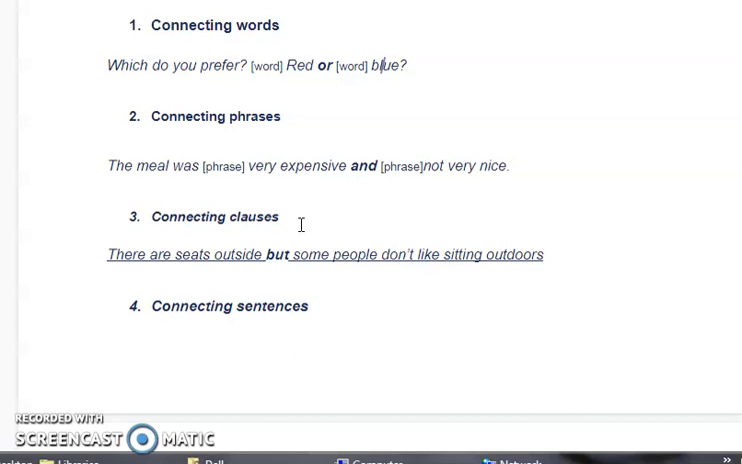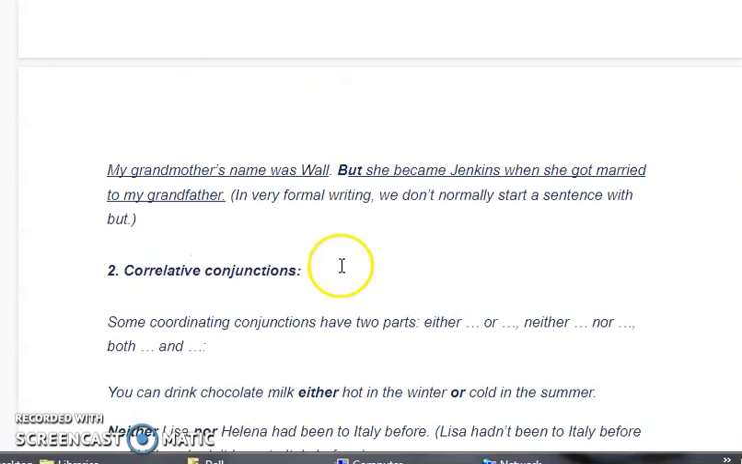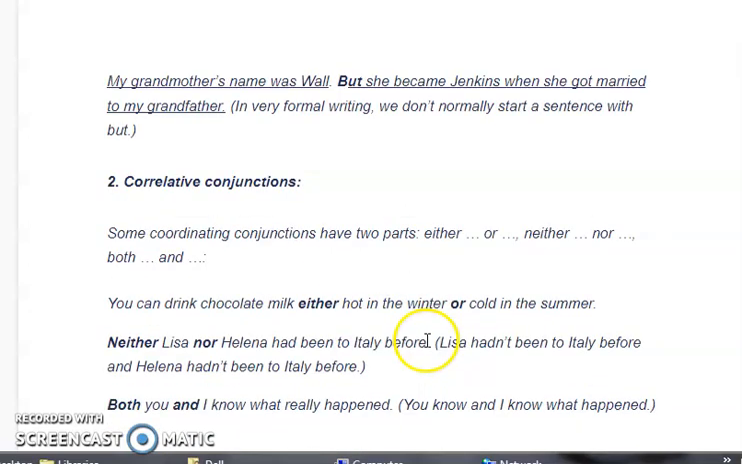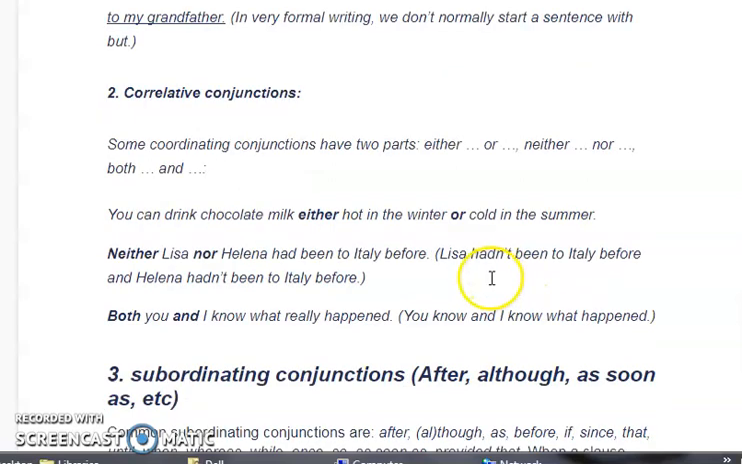Second, correlative conjunctions are conjunctions that always come in pairs. We use them in pairs, like either or, neither nor, both and. They are called correlative conjunctions. They come in pairs. For example, you can drink chocolate milk either hot in the winter or cold in the summer. Here the combination of the words either and or is a correlative conjunction. Correlative conjunctions are used in pairs. We have two more examples we can read.